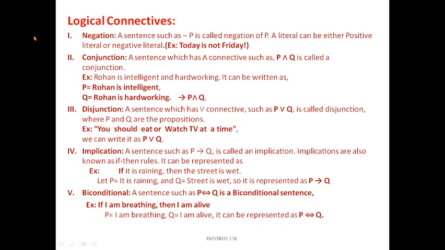So the logical connectives that are important are negation, conjunction, disjunction, implication, and lastly biconditional. If you understand this concept, we can do anything in propositional logic. I hope you understand what is meant by propositional logic and why we require it in knowledge representation and the area of artificial intelligence and so on.